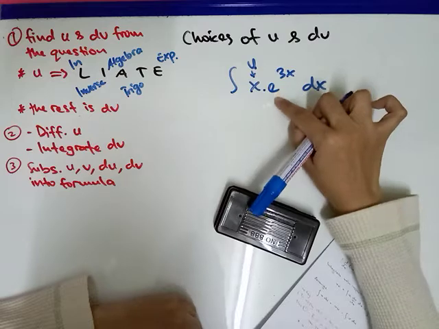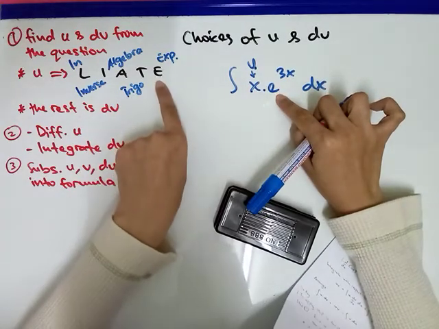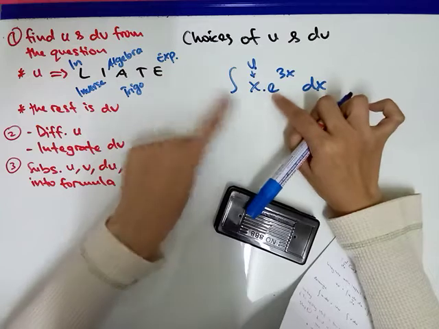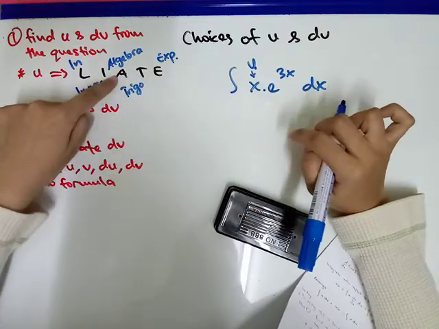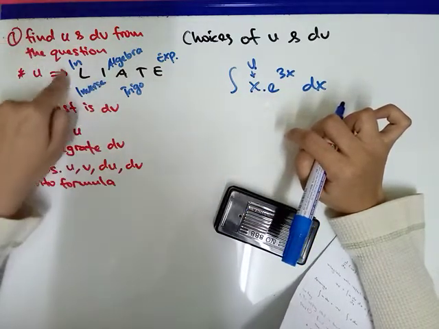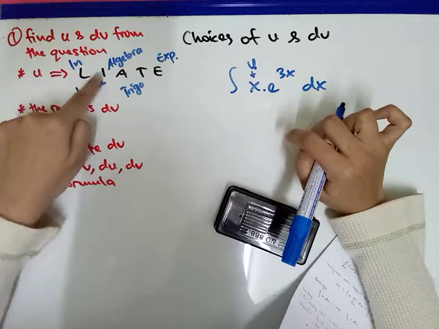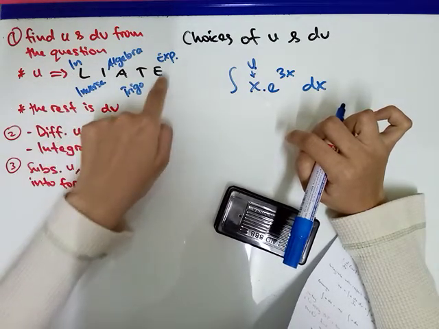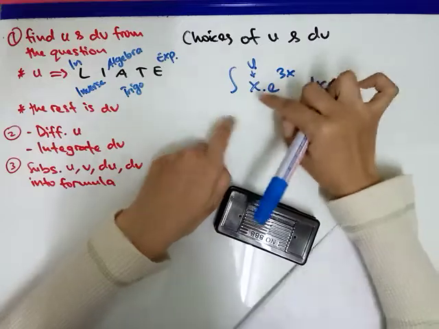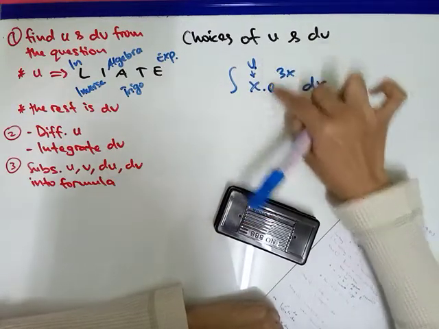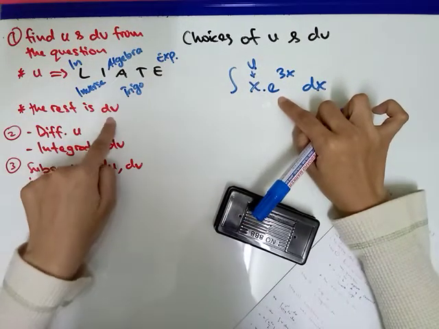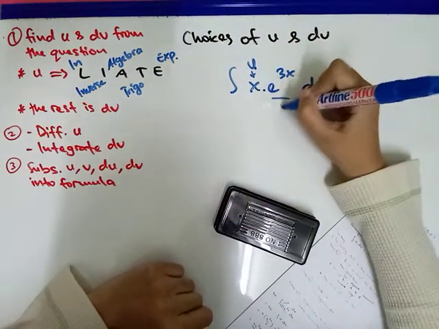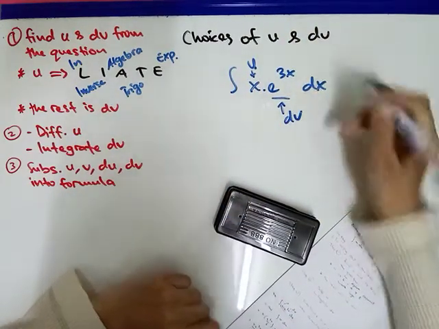Kenapa bukan eksponen? Because eksponen last kali. So kita tak boleh nak letkan eksponen as U, sebab kita jumpa algebra dulu. Kita kena follow this sequence. First is ln, I is for inverse, A for algebra, T is for trigo, E for exponent. Bila kita let x as U, then exponent is for dV. The rest is dV.